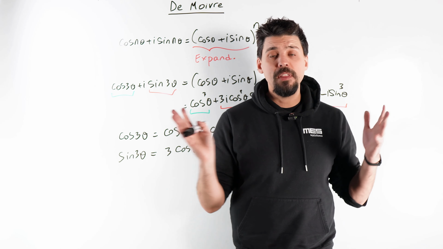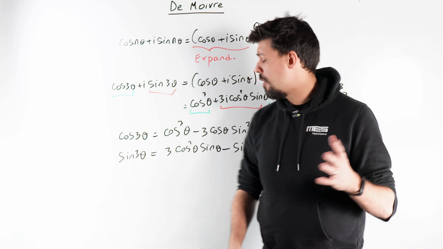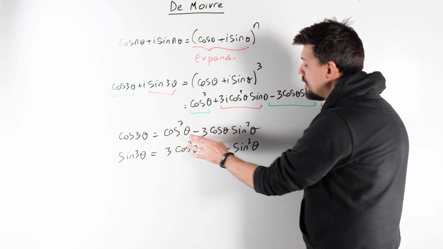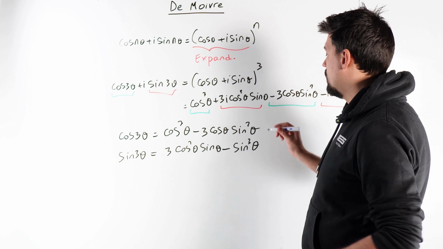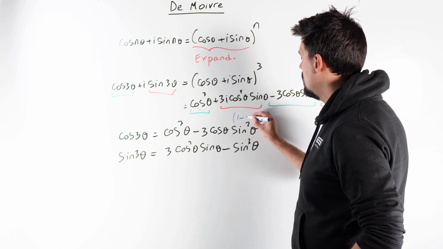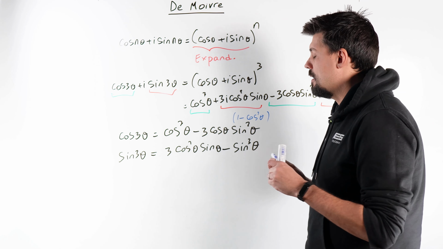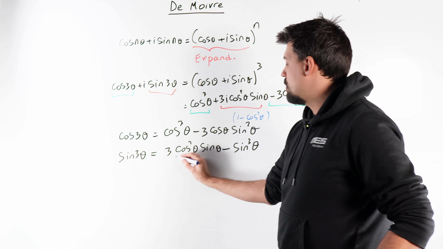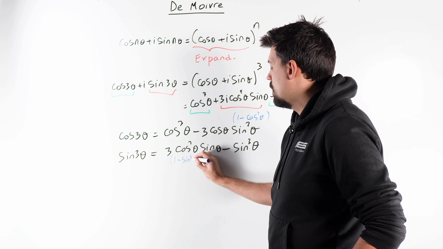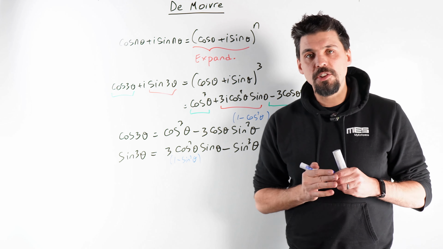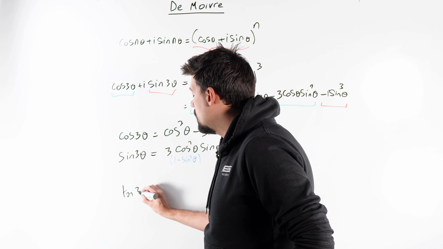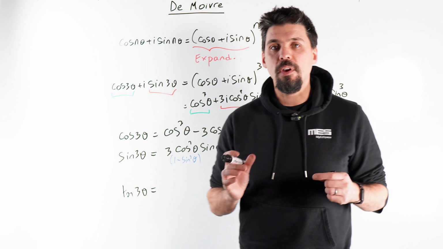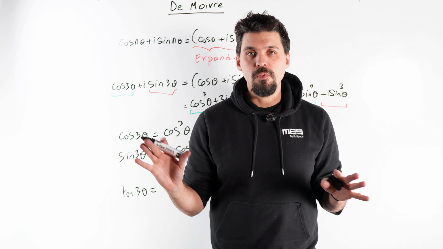Now, what we can do after that is completely up to you, completely up to the question. Maybe I only want cos thetas. Well, that's okay, because I know that I could always write that sine squared is 1 minus cos squared theta. I could do that. Same here, I could write cos squared is 1 minus sine squared and change it up that way. What else could I do? I could find tan 3 theta at this point. We have so many options of what we can do from here.